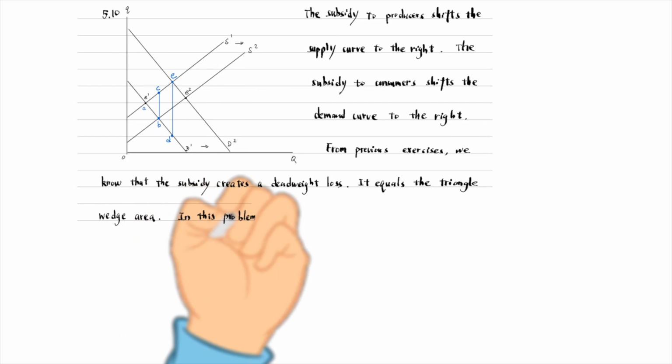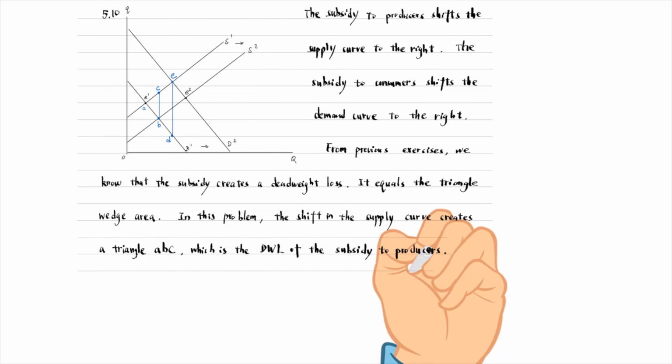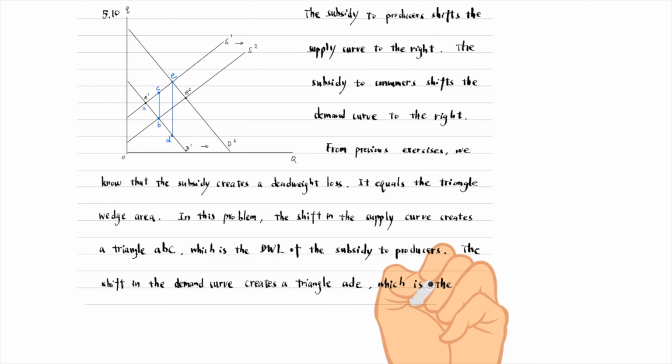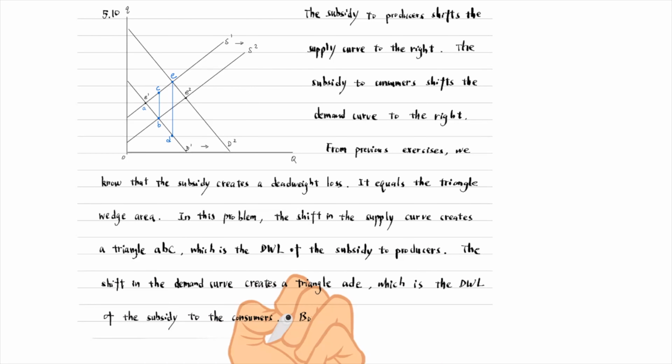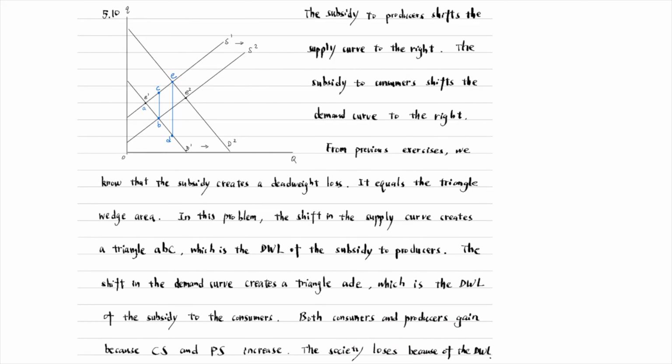In this problem, the shift in the supply curve creates a triangle ABC, which is the deadweight loss of the subsidy to the producers. The shift in the demand curve creates a triangle ADE, which is the deadweight loss of the subsidy to the consumers. The total welfare loss is the sum of the two triangle areas. Both consumers and producers gain, because both consumer surplus and producer surplus increase. The society loses because of the deadweight loss.